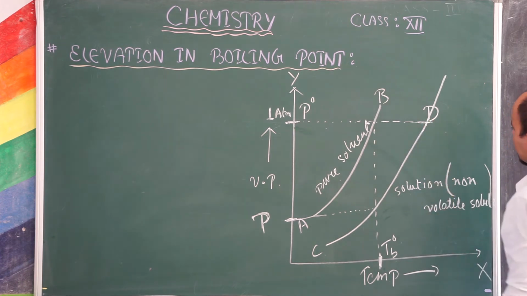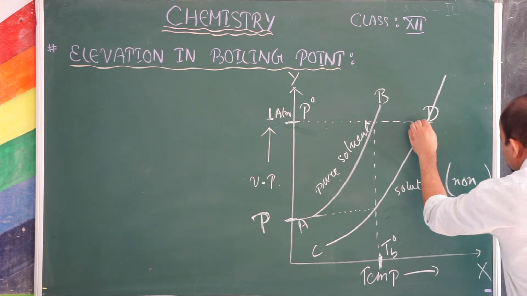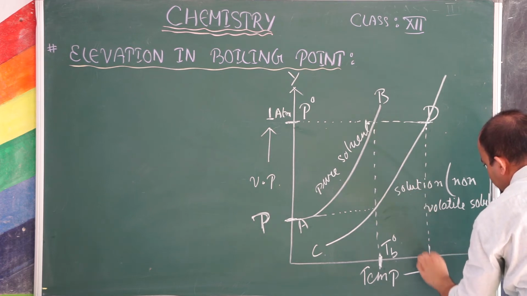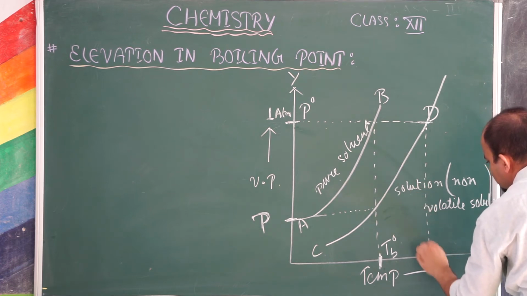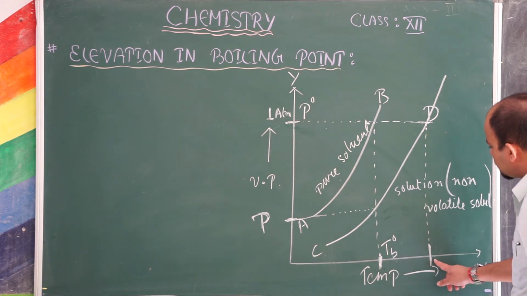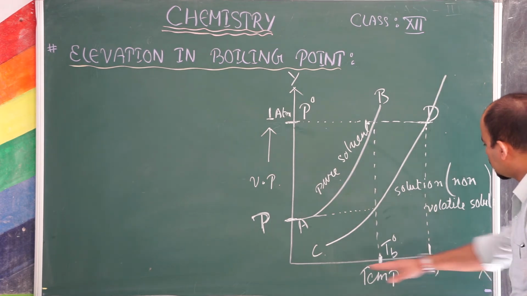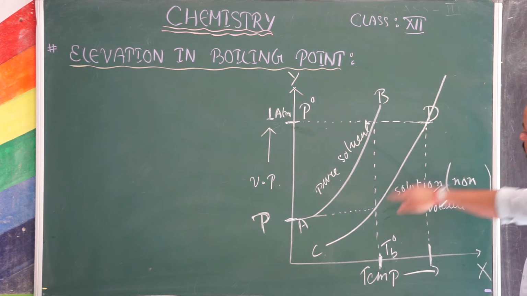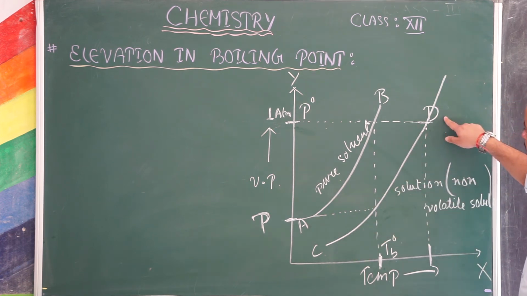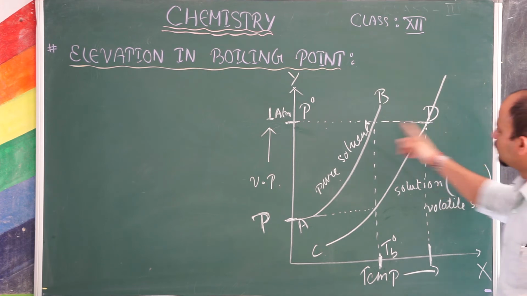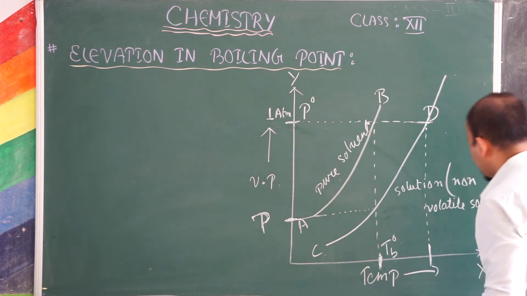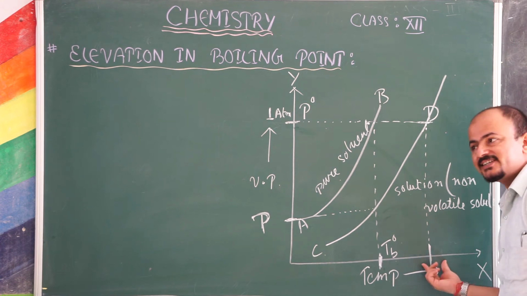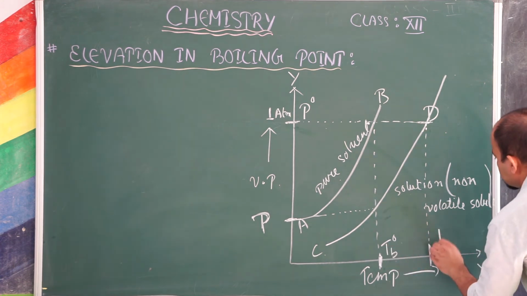here, and you can see that if you draw it towards the x-axis, this is the temperature, this is the point, and on the x-axis where the vapor pressure curve of CD, that's the solution, will be equal to 1 atmosphere. And at this point only, whenever this point is reached, then only it starts boiling.